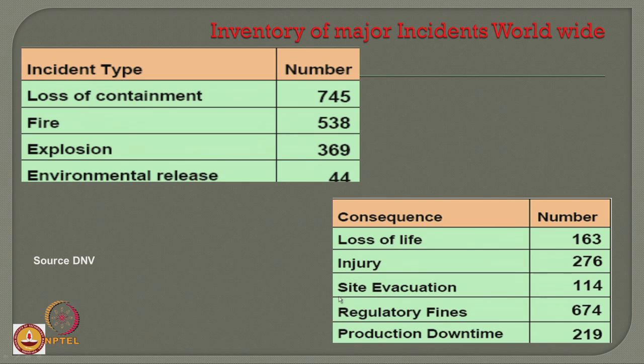In addition to this, site evacuation is one important consequence which generally occurs when there are a lot of chemical releases happening in the atmosphere. This comparison clearly shows you what the large losses are that happened in the petrochemical industry.